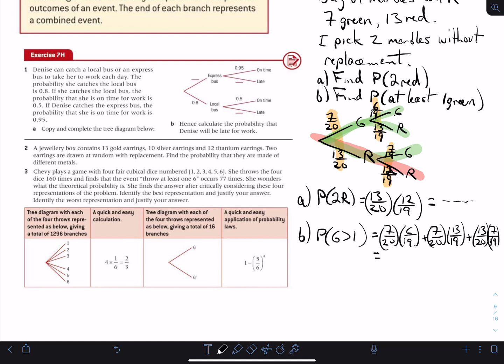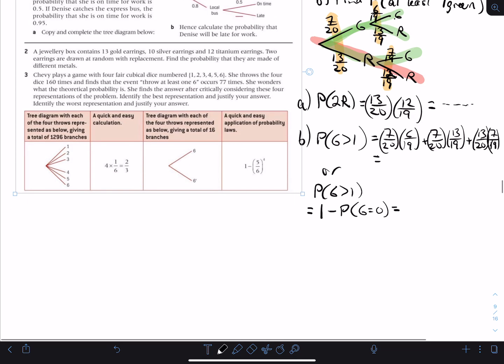And I'll let you calculate that. I'm just too lazy. Or what I could do is, if it's easier, you can just say 1, because that's all the possible outcomes, minus the outcomes you don't want, which is green equals 0, or in other words, in this case, 2 red ones. So in this case, that would be 1 minus the probability of 2 reds, which you already calculated in A, so you could just do a very quick calculation on an exam.